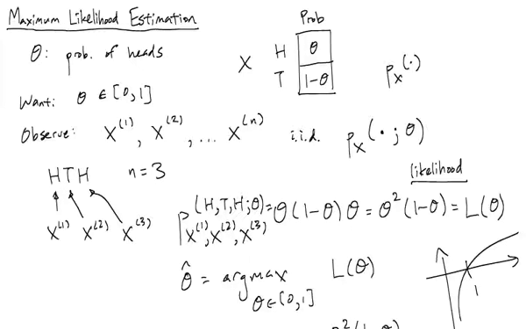Now I'm going to show the general case where we have n coin flips. The result is not going to be surprising. The result is that theta hat is just going to be the fraction of heads. The main thing is working out the details so that you can see clearly why that's actually the case.